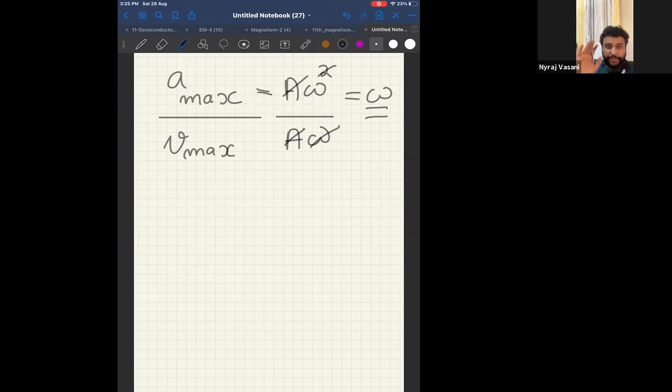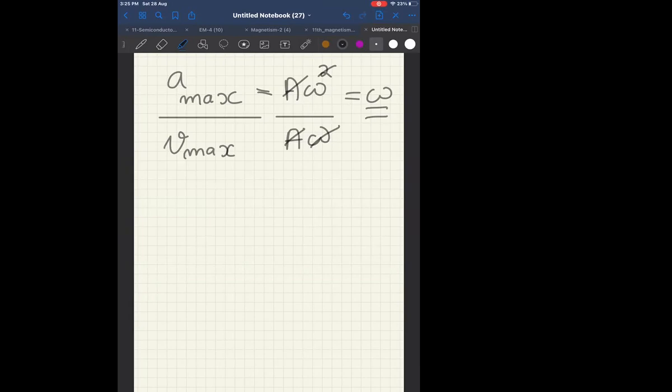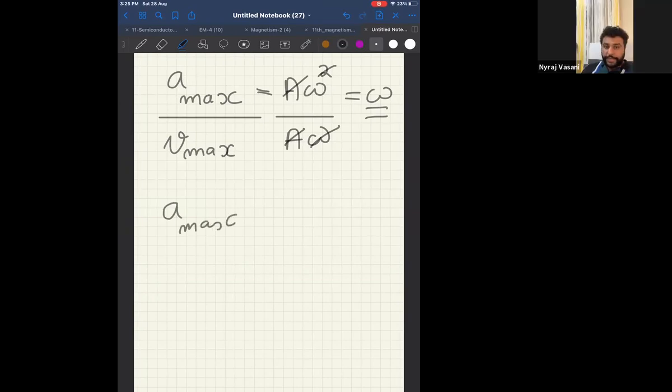That means, listen to me. If in the question A max and V max are given, only these 2 values are given, can I find out the time period of oscillation? Think about it. If in the question only A max and V max are given, can I find out time period? Answer is yes. You know how? Because I know that A max by V max is omega, and I know omega is 2 pi by T.